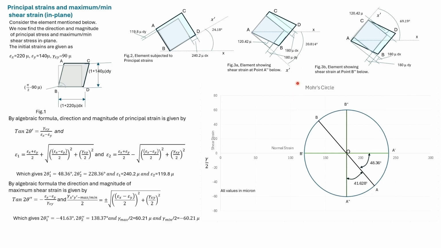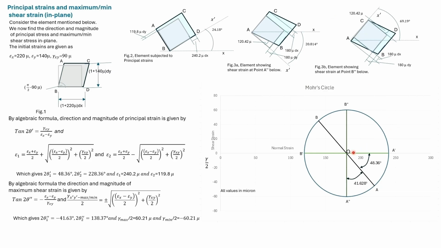We can solve this problem using Mohr circle. First, we plot point A. The coordinate in the x direction is 220. The coordinate in the y direction is minus 45. So this is minus 45. For B, the coordinate in the x direction is 140, and the coordinate in the y direction is 35. With the points A and B determined, we can draw the whole Mohr circle.